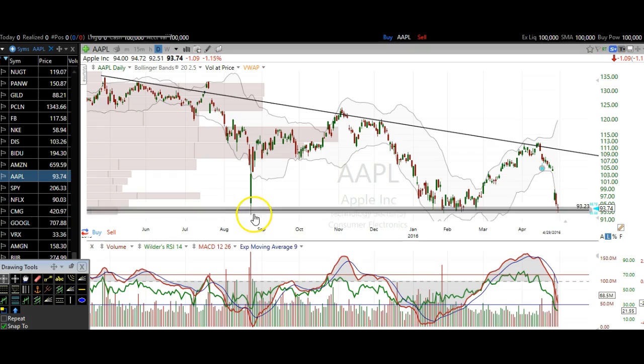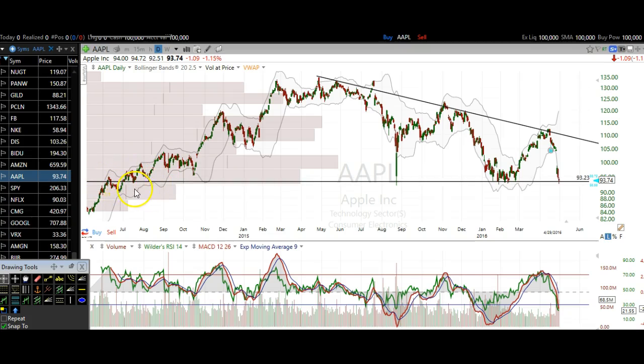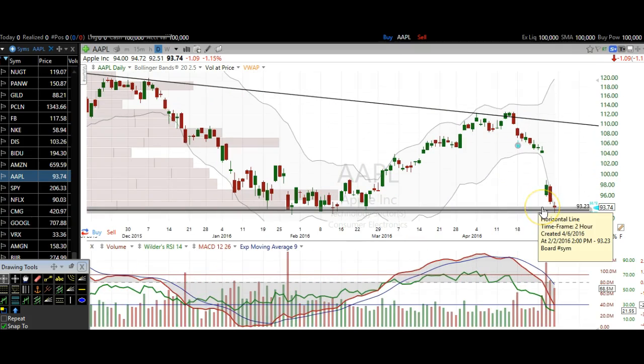We have a bounce off of it over here as well in August of 2015, and then over here as well in the summer of 2014. So there's a key level down here for Apple. Longer term, I believe this level is going to be broken. Shorter term, I believe we are going to bounce from this level and get a gap fill up there.